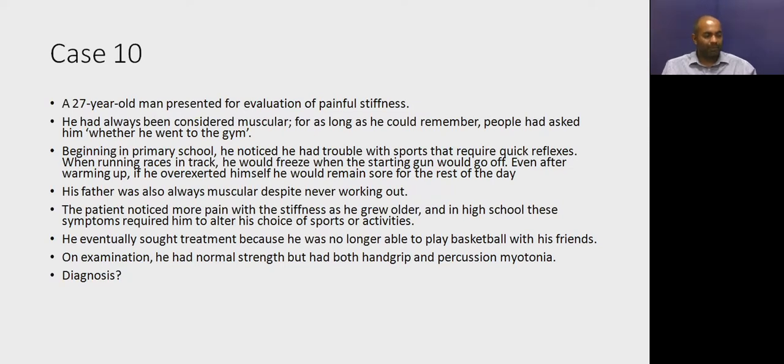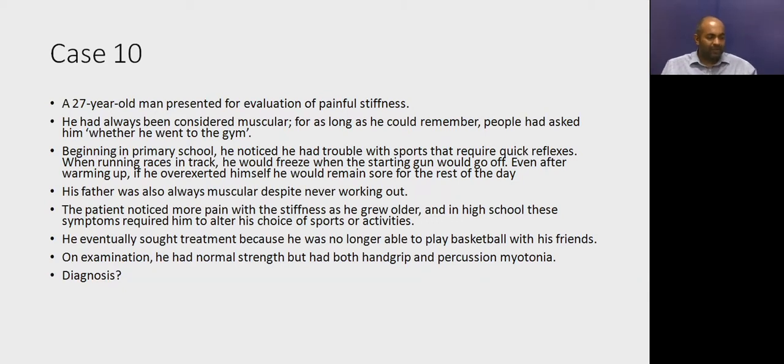Beginning in primary school, he had noticed trouble with sports which require quick reflexes. When running races on the track, he would freeze when the starting gun would go off, even after warming up. If he overexerted himself, he would remain sore for the rest of the day. And he says that his father also was always muscular despite never working out. So this is called Herculean appearance seen in myotonia congenita. So this is a case of myotonia congenita.